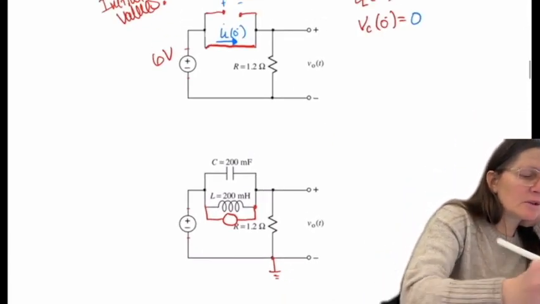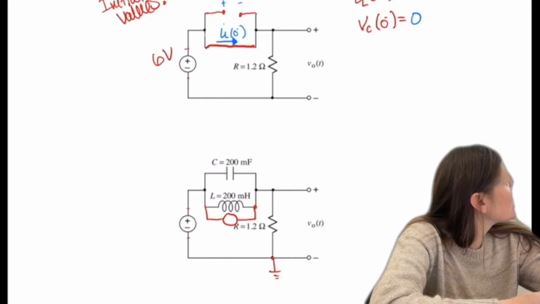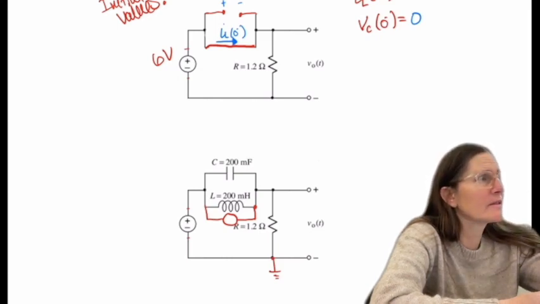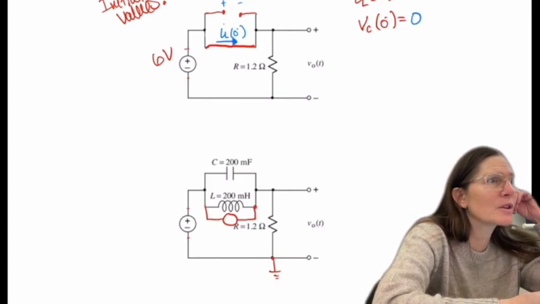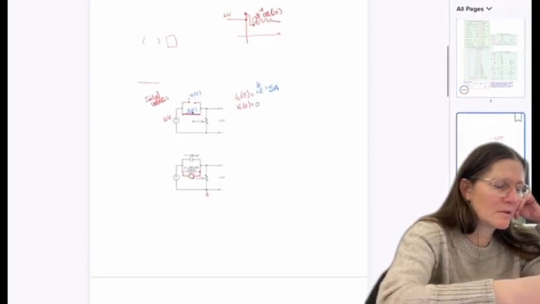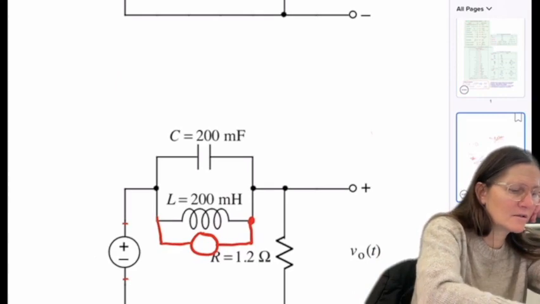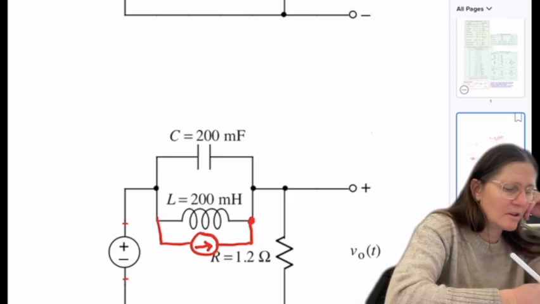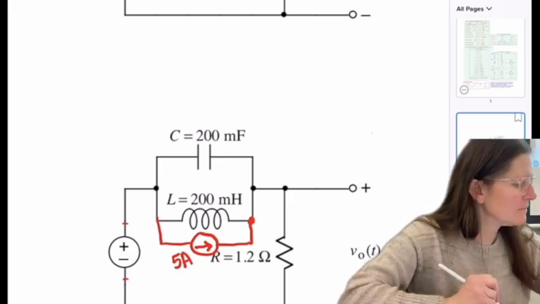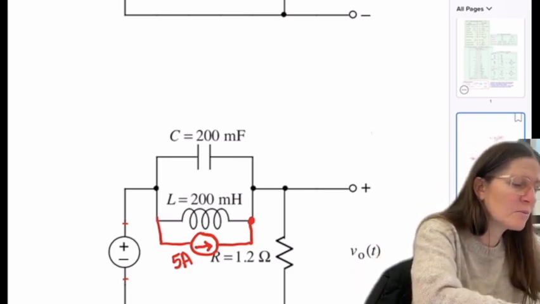So then when we move to the S domain, with 0 that means there will be no source with the capacitor. Since these are in parallel, I'm going to choose just the one that's in parallel with the other one. So with that, which way does this current source go? So the 5 amps goes in this direction. And then, what's the value for the source?